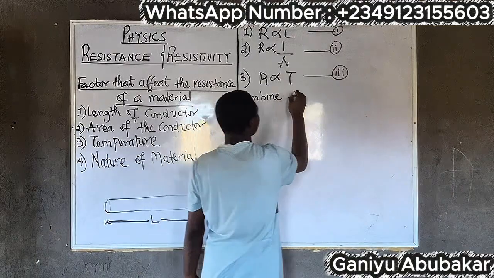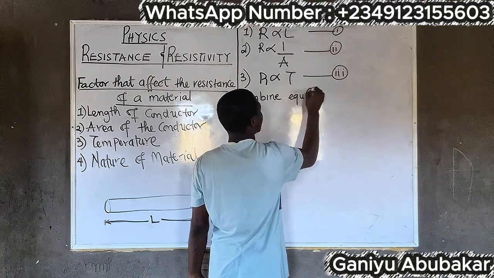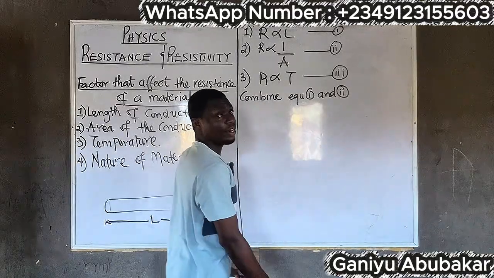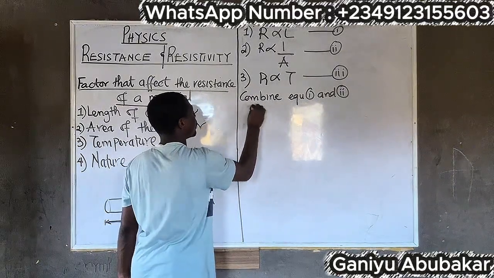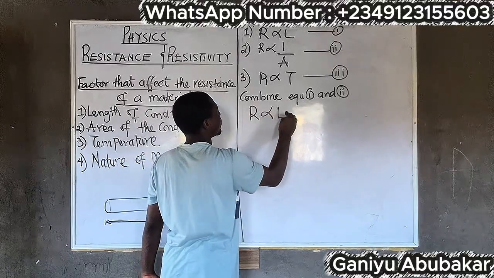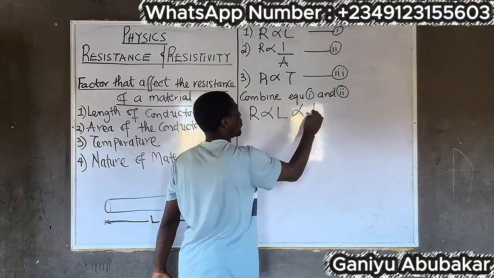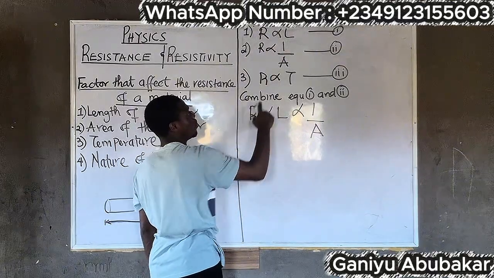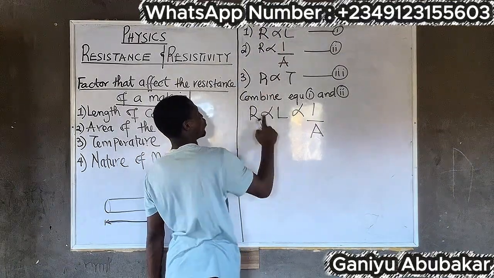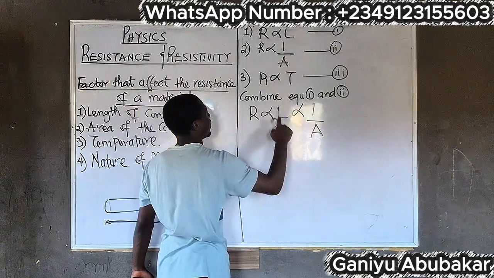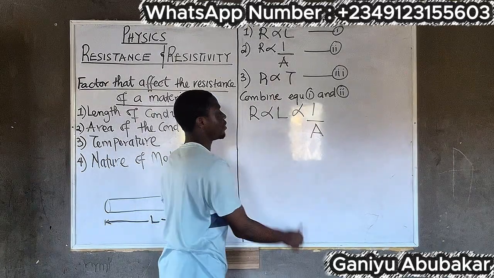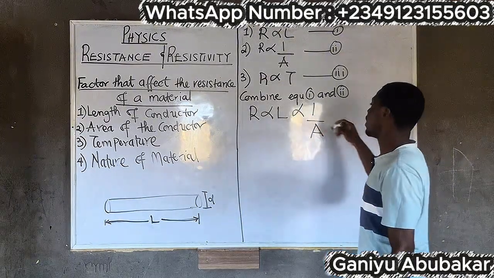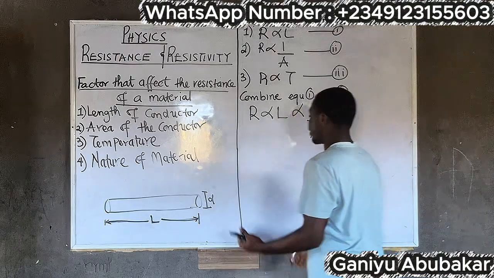Combine equation one and two together. What do we have there? I will have that R is proportional to what? To length, and inversely proportional to what? Area. So this R and R is the same thing, so pick out one. This symbol is the same thing, so I have L as L here. So I'm having that R is proportional to what? To length, and inversely proportional to what? To the area.